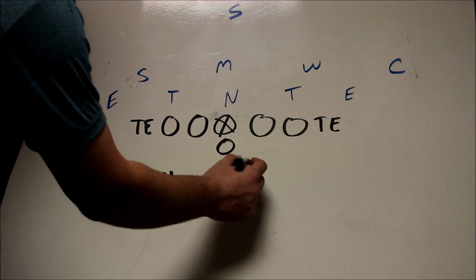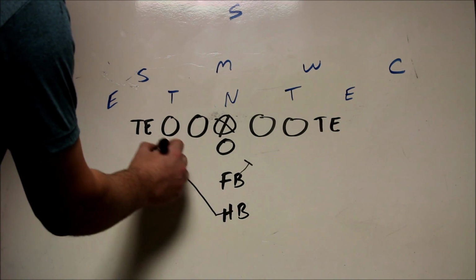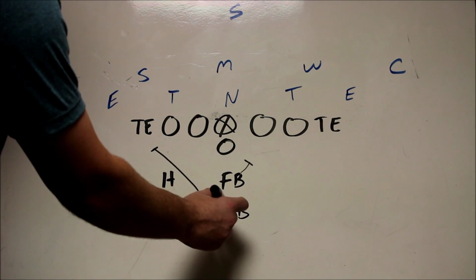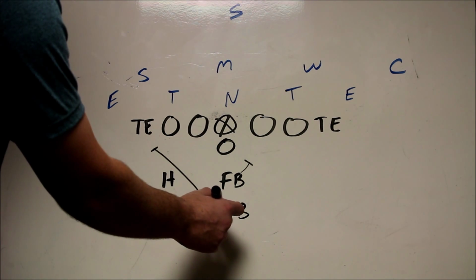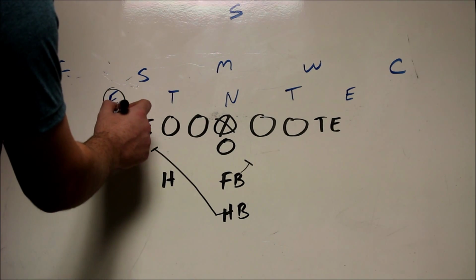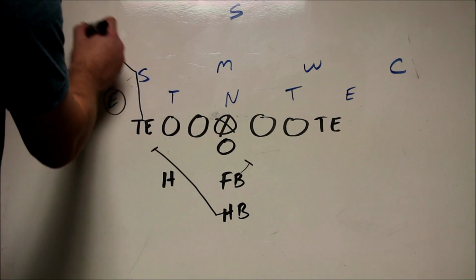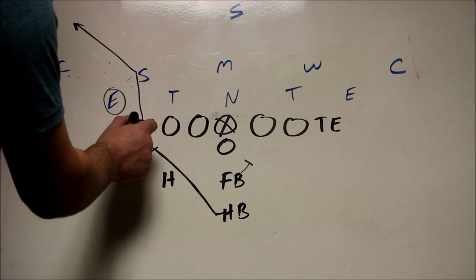This fullback is going to block backside. This halfback is going to step and block. We want him to look like it's power, so as soon as that ball is snapped, we want him to step and really get downhill. Plus he's probably going to have to block this defensive end because our tight end is running a 10-yard corner route. So we really want him aggressively attacking that defensive end.